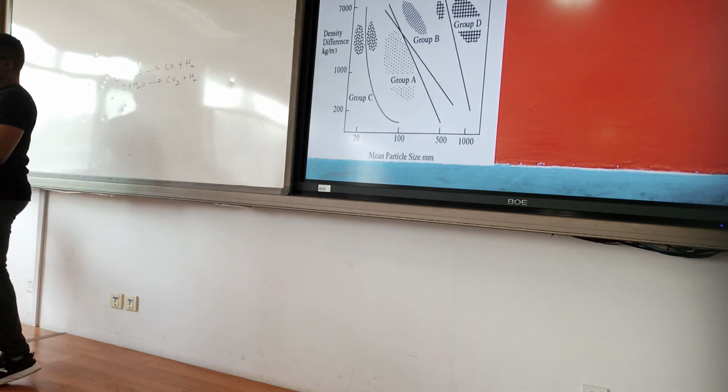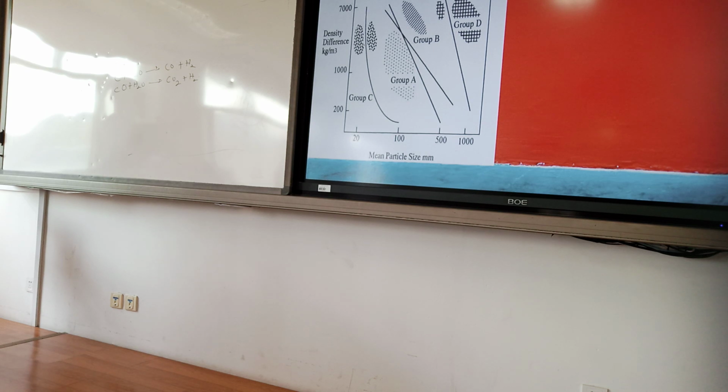Most of us have been doing some calculation about Grace diagrams and others. So it's just to look for the particle locations in the fluidization regime. So looking at groups A, B, C, D, why do we need these particles? Why do we need particle classifications? Because we need to understand how these particles behave when they are fluidized.